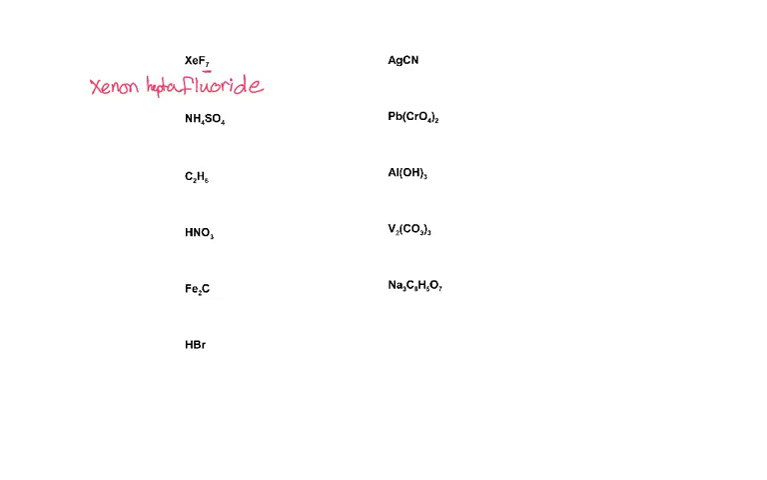NH4SO4. The name of the first one is ammonium. The name of the second one is sulfate. This is ionic, so you would need parentheses if you have a metal that's not in group 1, group 2, or aluminum, zinc, or silver. In this case, you don't really have a metal, it's just ammonium, so you leave it as is.